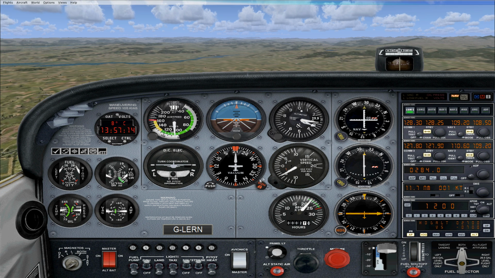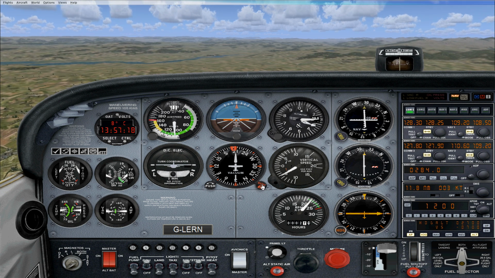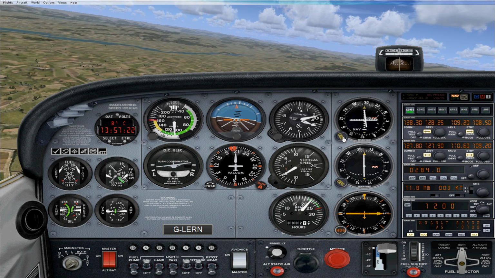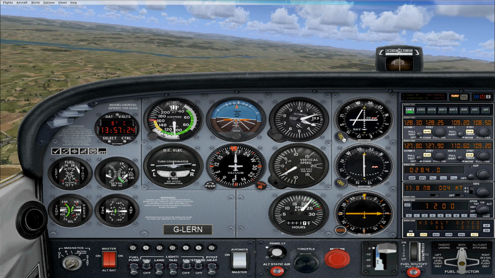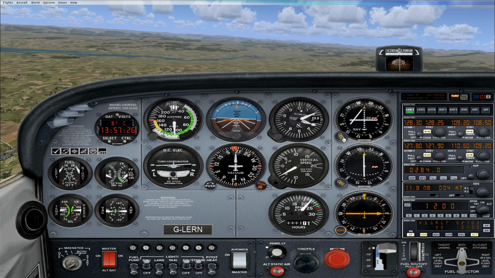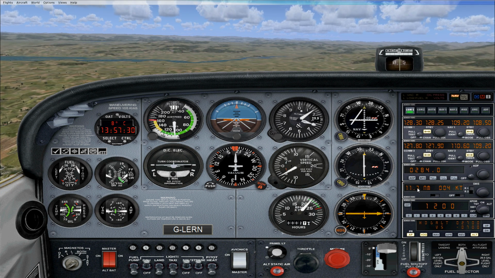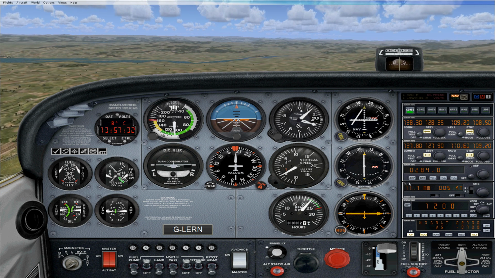Okay, so that's the needle centered there. So what I'm going to do is turn 10 degrees to the left and then adjust the VOR indicator by 10 degrees. And you can see the needle will start to move towards the center again. We're still at a distance of 11.7 nautical miles.